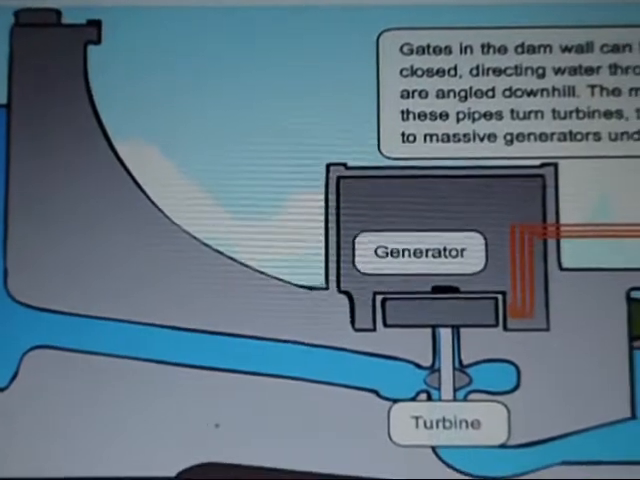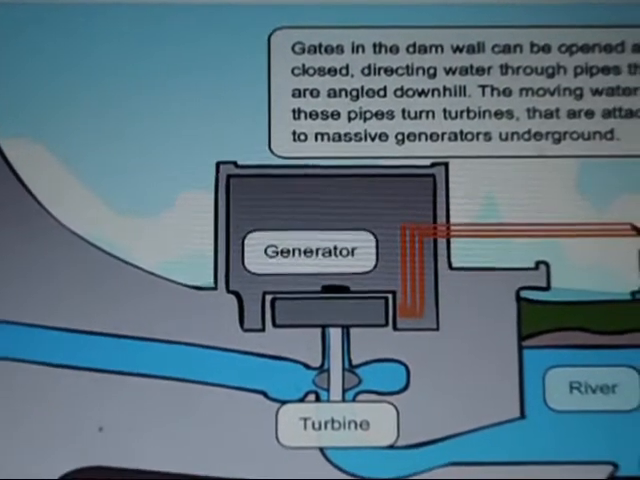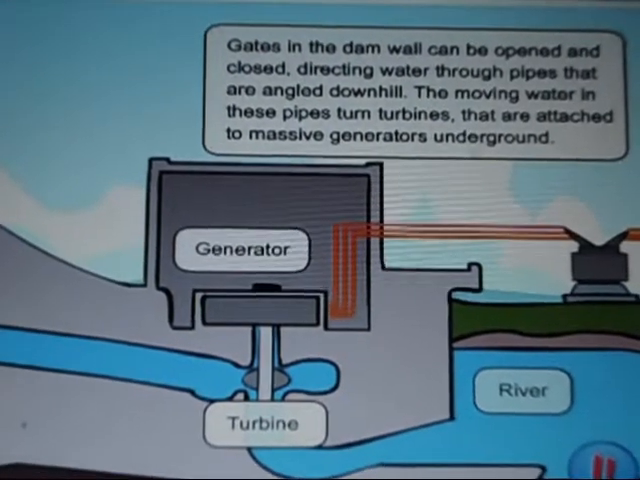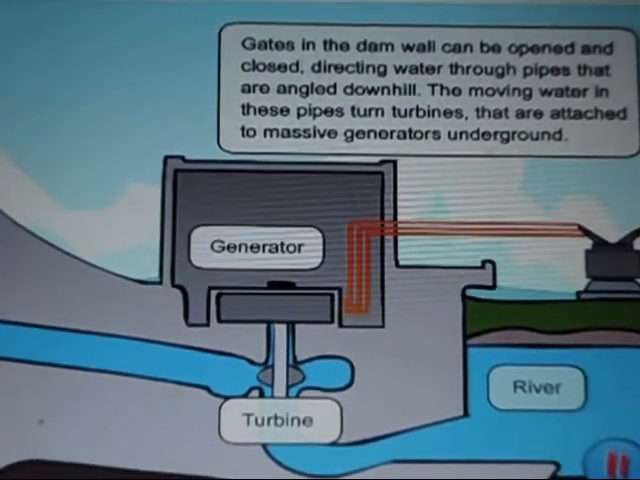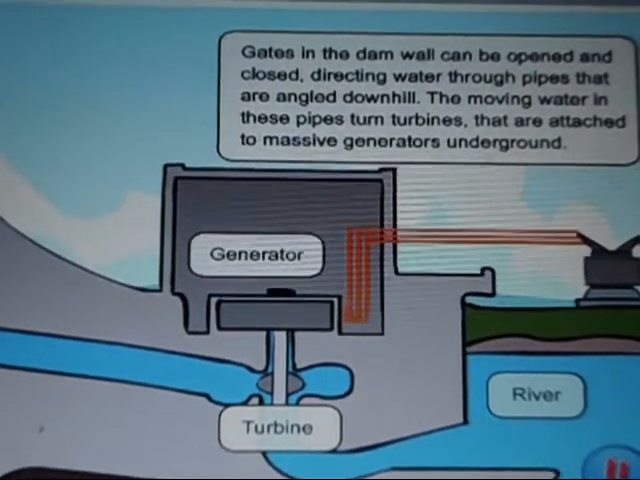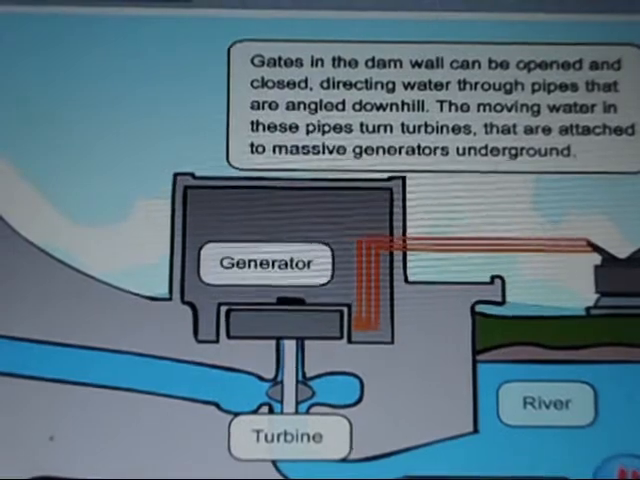Gates in the dam wall can be opened and closed, directing water through pipes that are angled downhill. The moving water in these pipes turns turbines that are attached to massive generators underground.